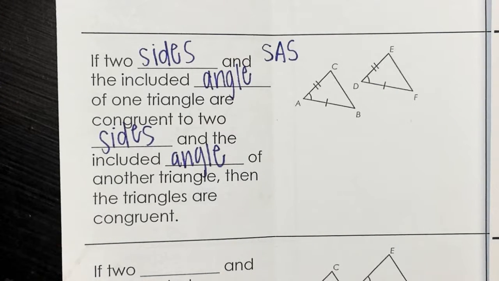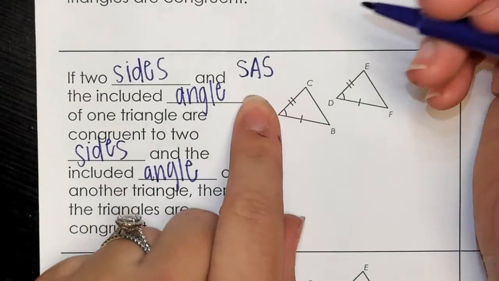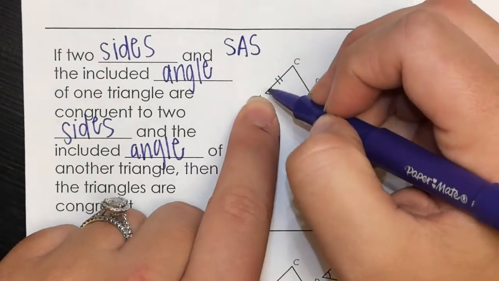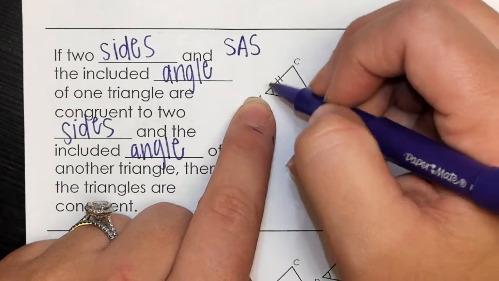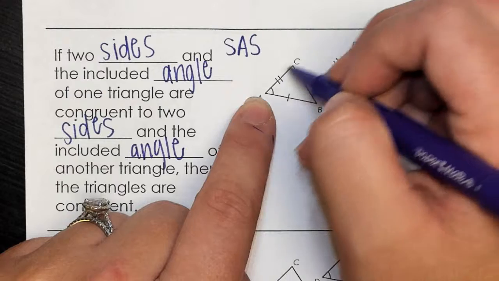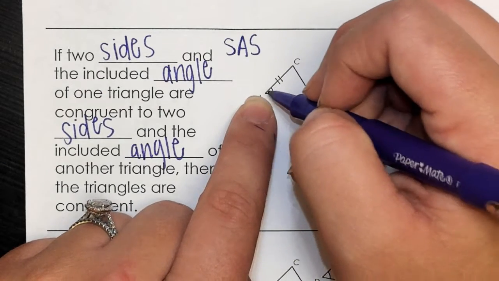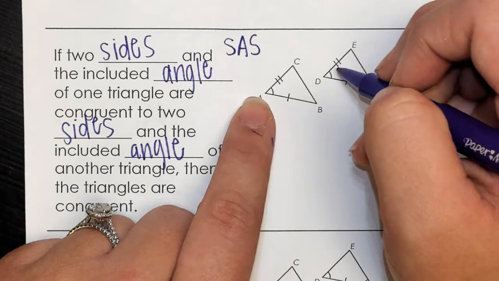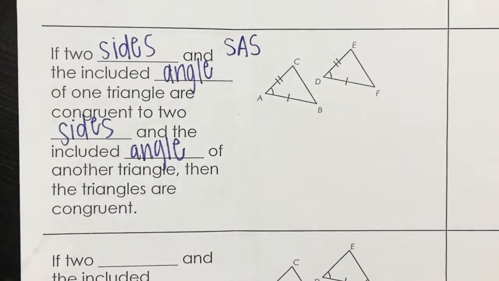So here's where it gets just a little sticky. Not much, just a little. We have to go in this order, SAS. And not only in that order, but this angle has to be sandwiched in between the two sides. Do you see how this angle is right in between, side, side? Over here, you have side, and then an angle, and then a side. You have to be able to, I call it, read your triangle.